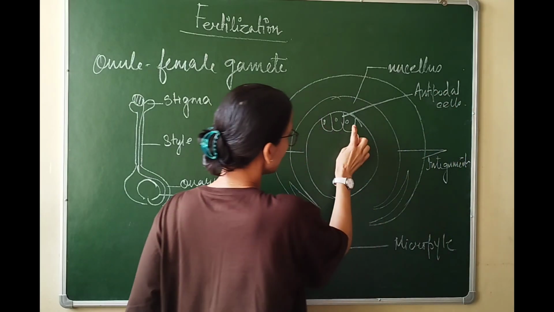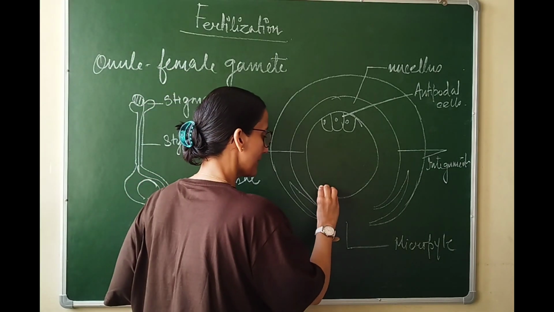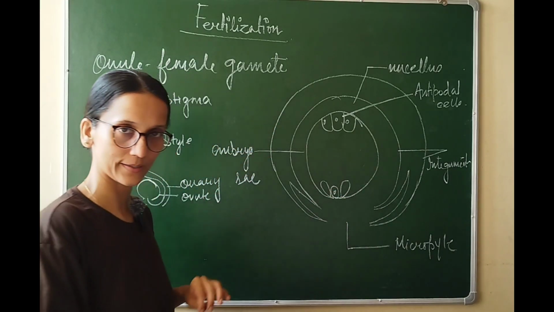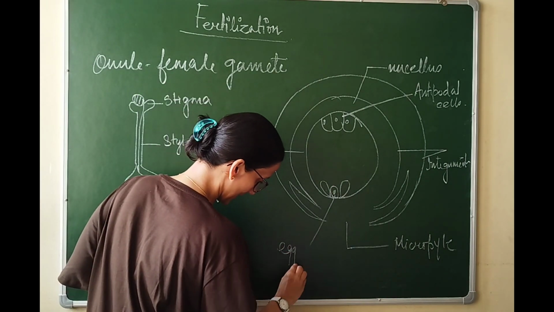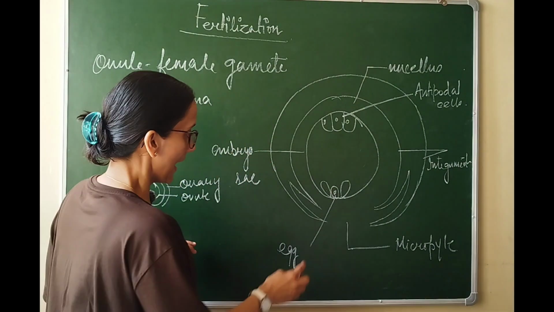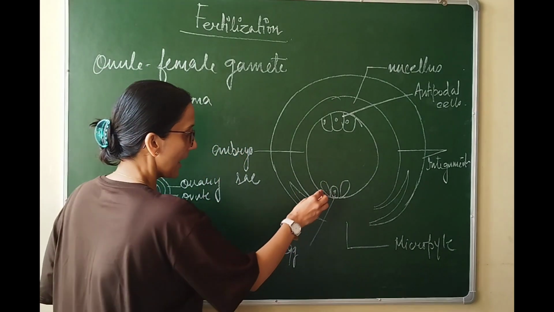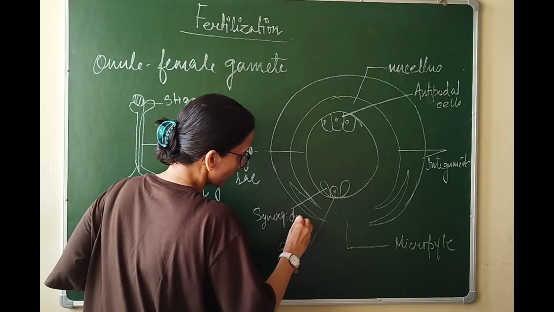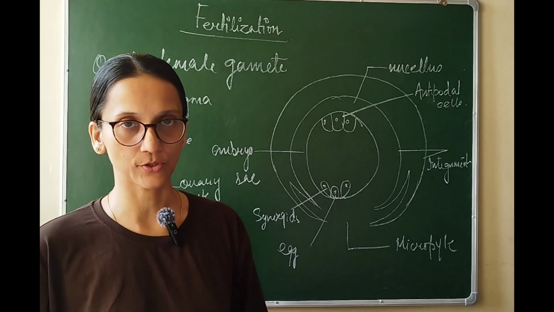And there are 3 cells with a single nucleus. Again, there are 3 cells at the lower end near the micropyle. Now here, the central cell is known as the egg cell, which is the female gamete, and this egg cell is flanked by 2 cells on either side, and they are called synergids. So again, there are 3 cells with 1 nucleus each.